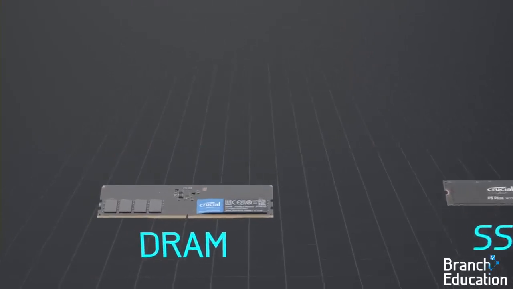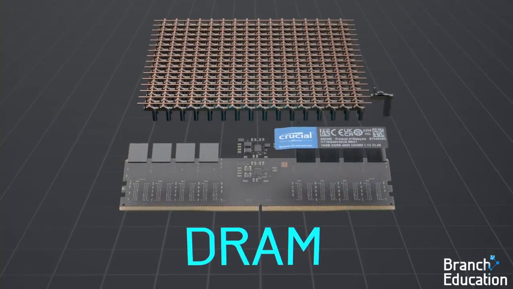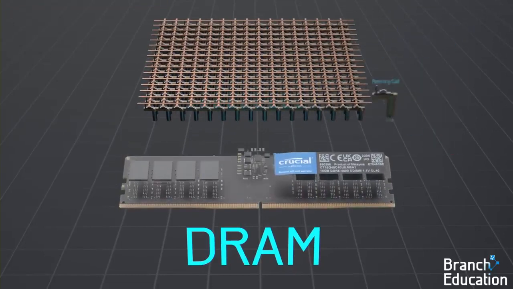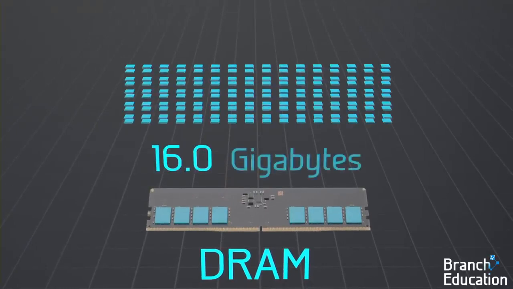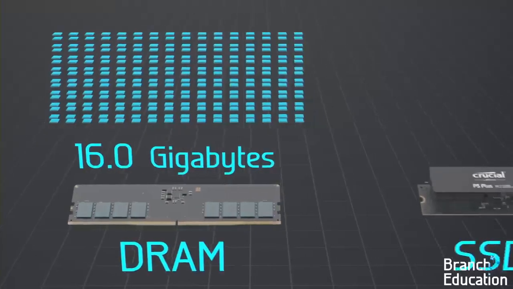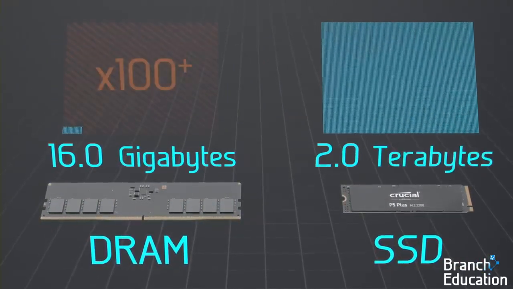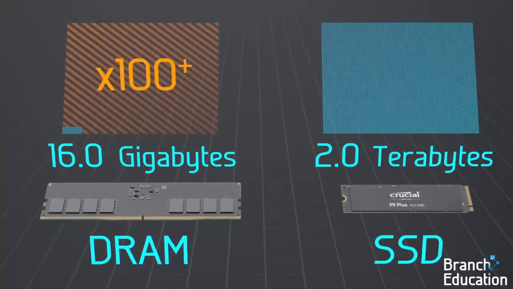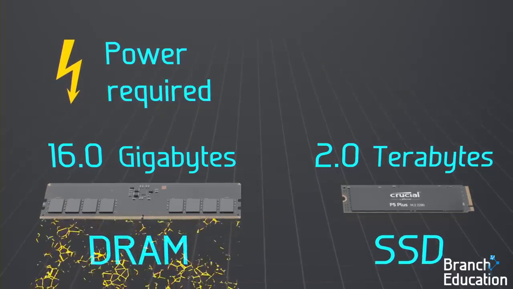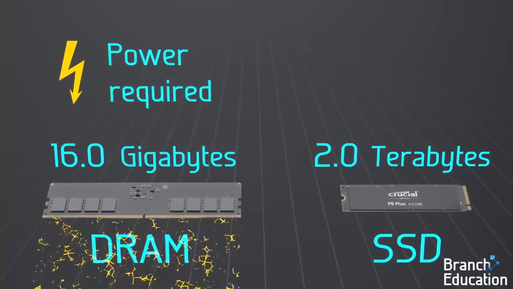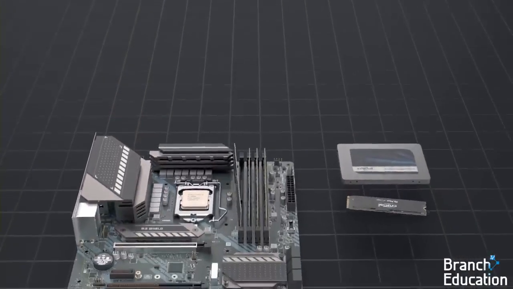However, speed is just one factor. DRAM is limited to a 2D array and temporarily stores 1 bit per memory cell. For example, this stick of DRAM with 8 chips holds 16 gigabytes of data, whereas a solid-state drive of a smaller size can hold 2 terabytes of data, more than 100 times that of DRAM. Additionally, DRAM requires power to continuously store and refresh the data held in its capacitors. Therefore, computers use both SSDs and DRAM.